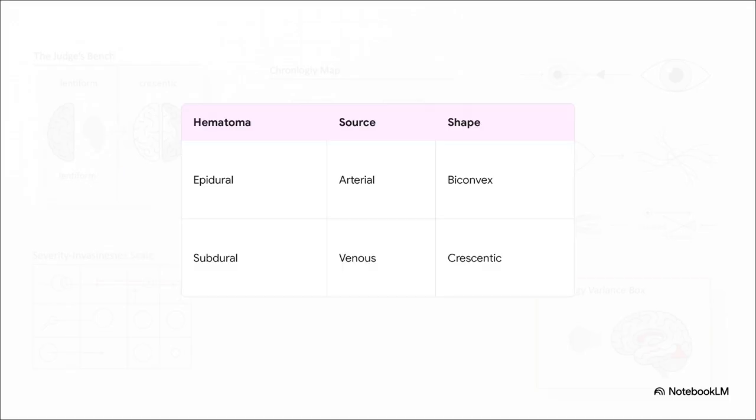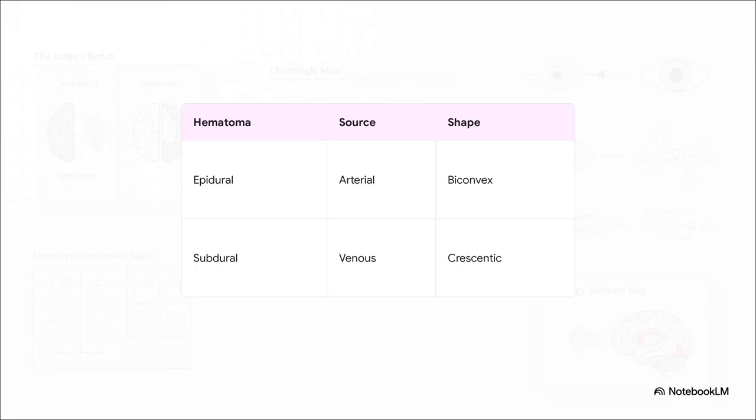Back at the judge's bench, we contrast the two main culprits. On the arterial side, trauma to the side of the head ruptures the middle meningeal artery, creating an epidural hematoma. You're going to see a biconvex or lens-shaped bleed on a CT scan because that intense arterial pressure is literally peeling the dura off the skull, but it gets stopped dead at the tight suture lines.